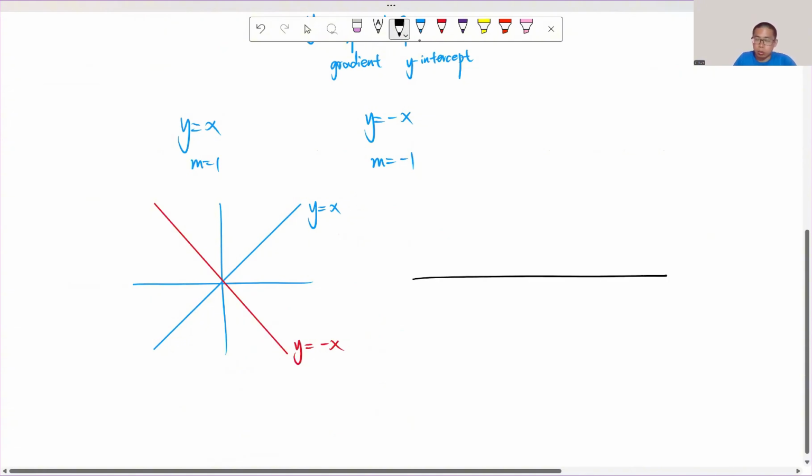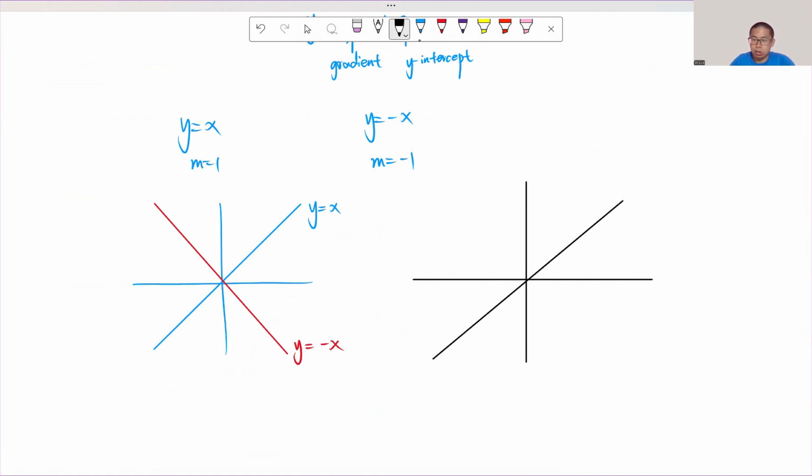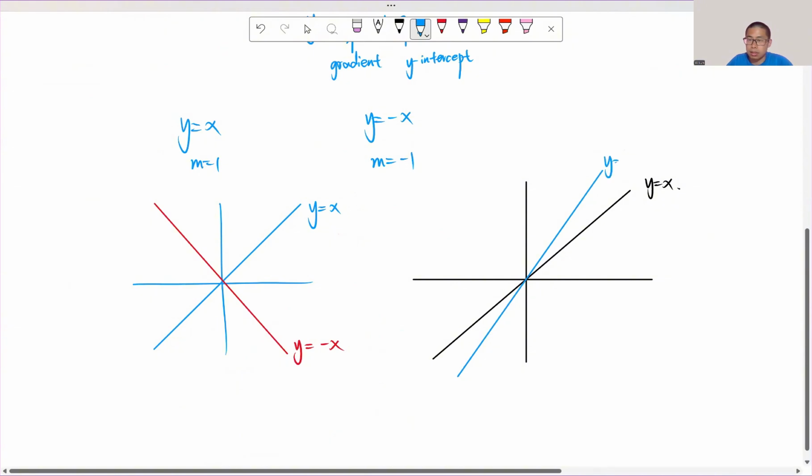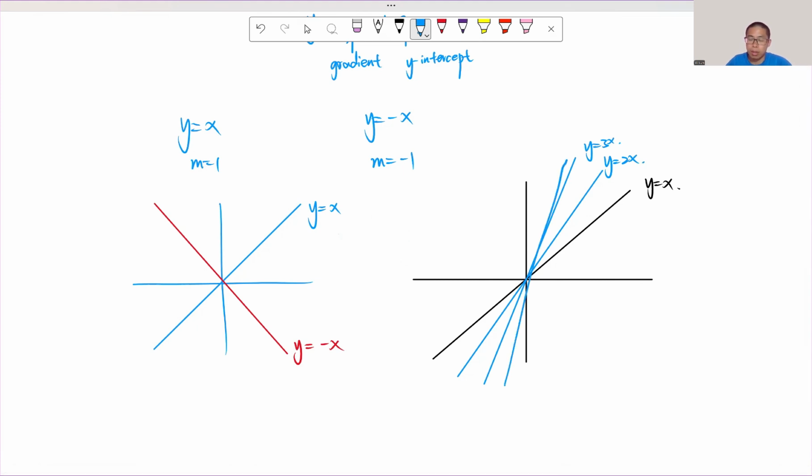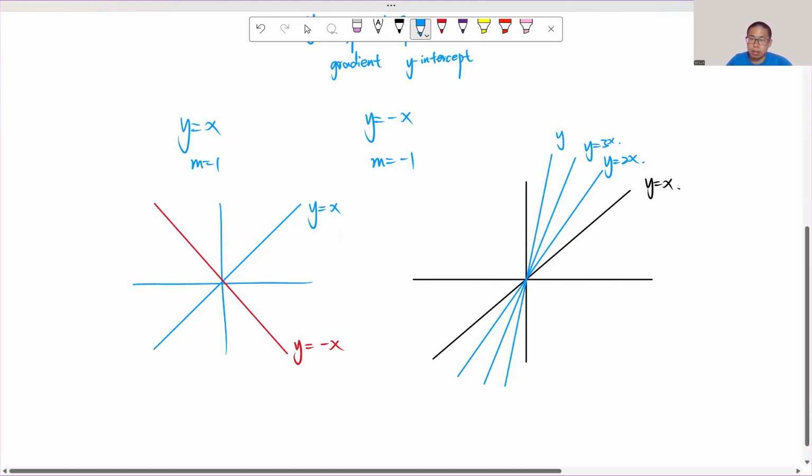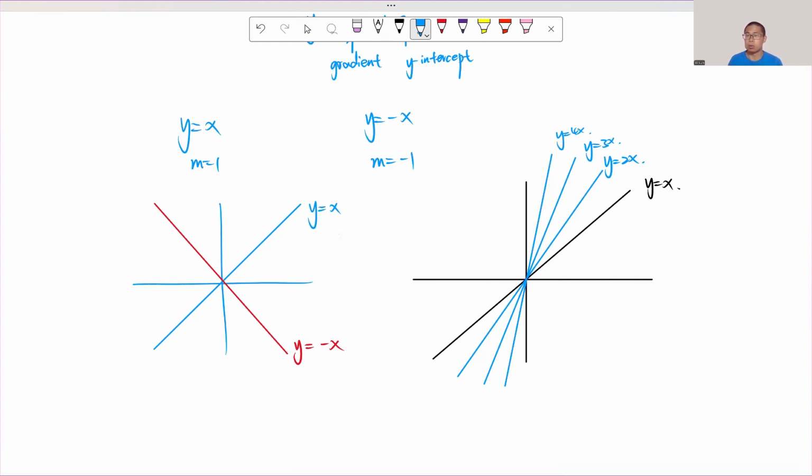For example, as we already know, if we have y = x, it should look something like this. The greater the gradient, the steeper the slope. So if we have y = 2x, it should be more steep, something like this. And if we want to sketch y = 3x, it's even steeper than 2x, so it should be more steep like that. And if you have y = 4x, then it will go something like this. So as the gradient goes up, the slope is more steep.